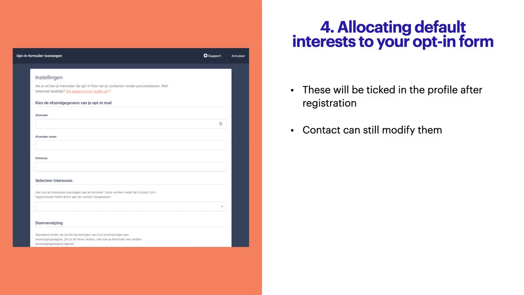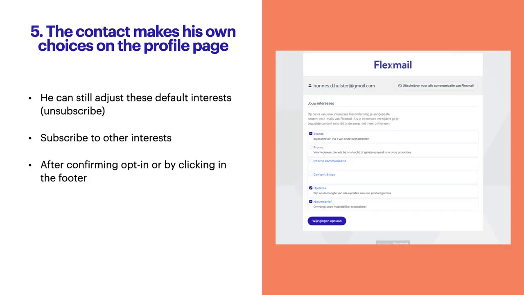If an existing contact in your database fills in an opt-in form again, we complete his details with the selected default interest of that form, besides the interest he already has at that moment. In that case, he will see all the interests ticked for which he has subscribed. The contact can also make his own choices on the profile page. He can still adjust these default interests or subscribe to other interests. This can be done after confirming the opt-in or by clicking in the footer.